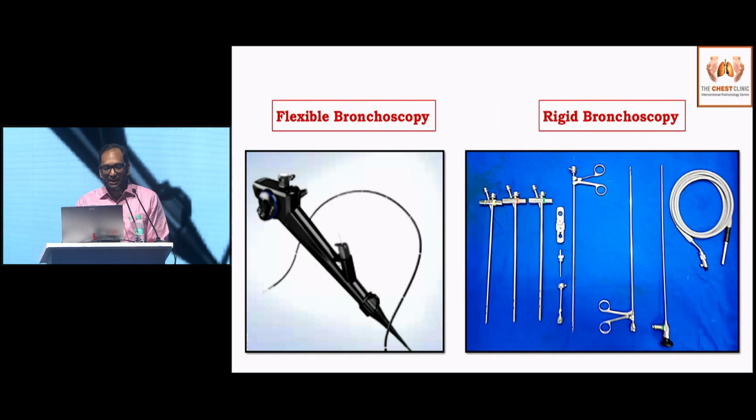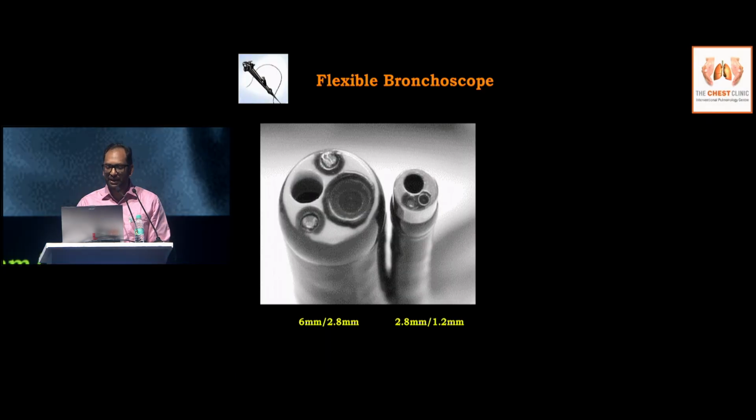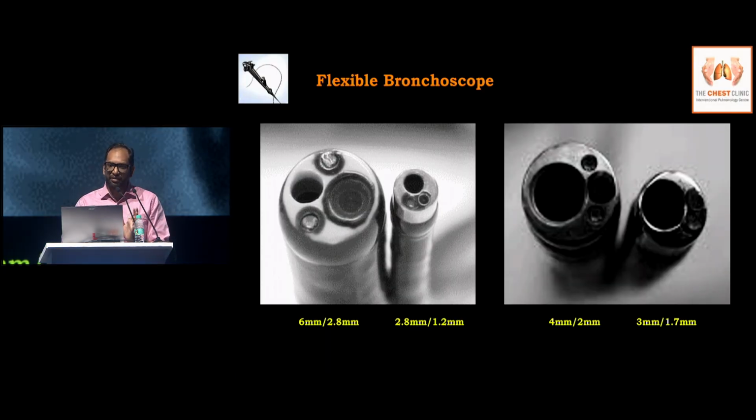So we have two types of systems, flexible and rigid. If you want to have the best possible outcome, choose two bronchoscopes, a 4 mm and 2 mm, or 2.8 and 1.2, or a 3 and a 1.7. Either will work fine. If you have these two bronchoscopes in your armamentarium, this is more than sufficient to do most of the cases.